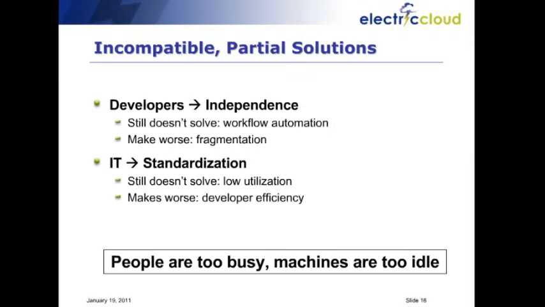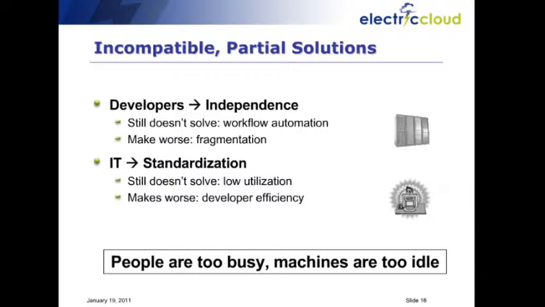What's the problem? You've got two very bright groups of people who are working almost at odds. The developers are striving for independence, but their independence is going to lead to more fragmentation, and it still doesn't solve their problem of workflow automation, of being able to tie all those tools together when every individual group has siloed themselves. Meanwhile, the IT group is pushing towards standardization, and that makes dev efficiency worse because you have less ability to pick the right tool for the job, and it still doesn't solve the low utilization problem.